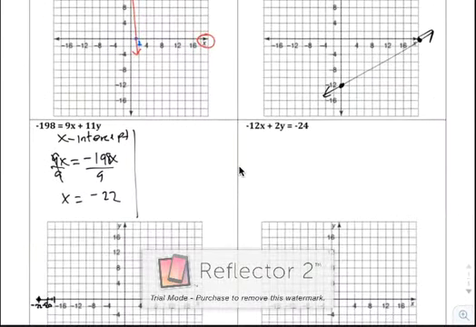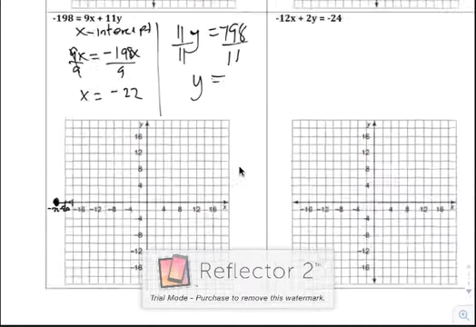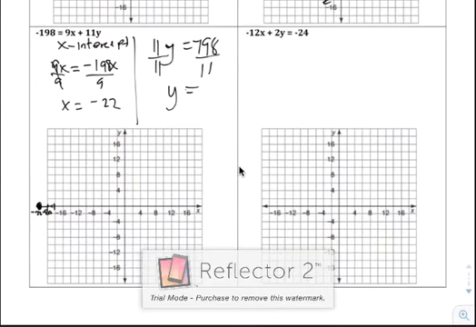Okay, so I hope you understand the last question. Make sure that this is x, a dot here, and then you do 11y equals 198. Divide by 11. Your answer is a negative answer. Put the graph in. That should be it. I hope you understand the last one.